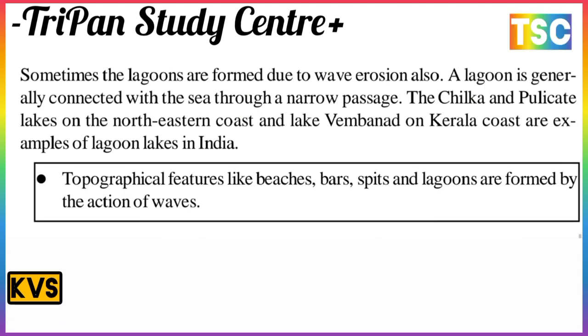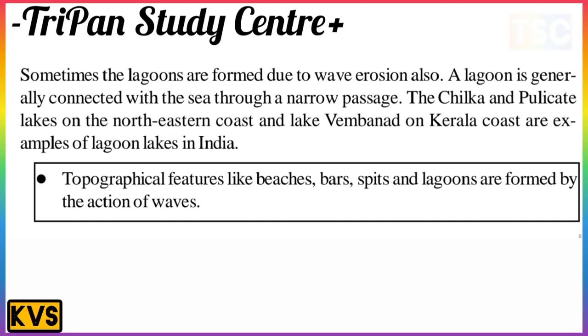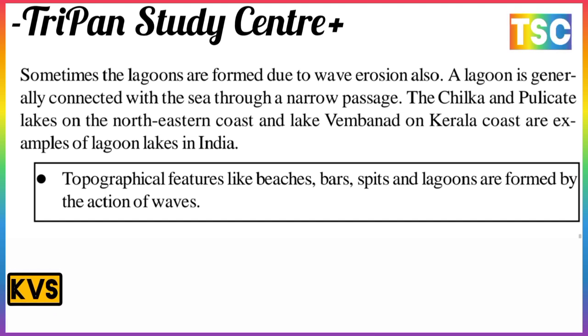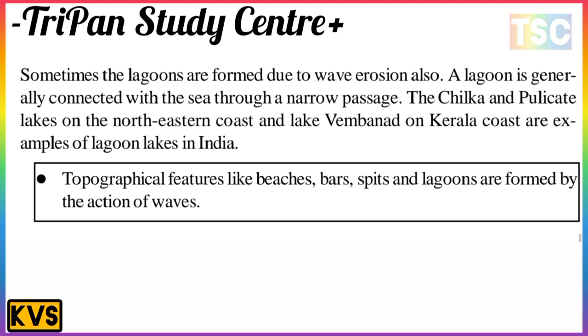Sometimes lagoons are formed due to wave erosion also, and a lagoon is generally connected with the sea through a narrow passage. Chilika Lake on the northeastern coast, and Vembanad and the Kerala coastal lakes, are examples of lagoon lakes in India. This is most important here.